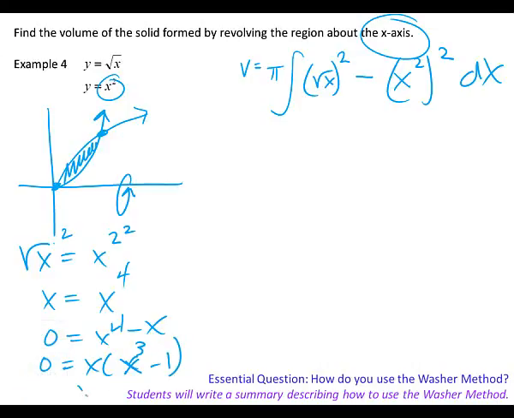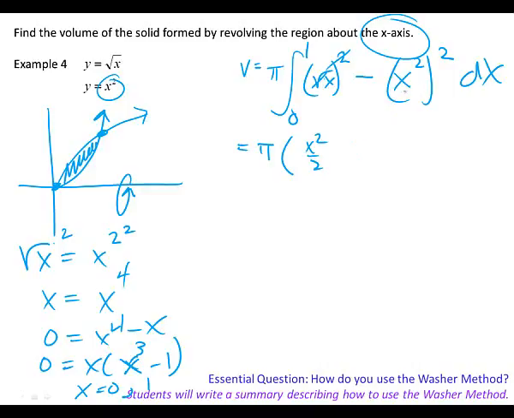So what are my two x values? 0 and 1, right? So those are my limits, 0 to 1. Okay. So pi, what happens with the square and the square root? Cancel. So when I integrate that, what do we end up with?